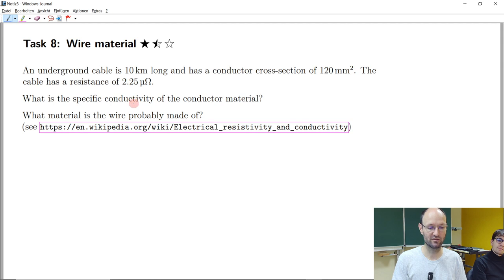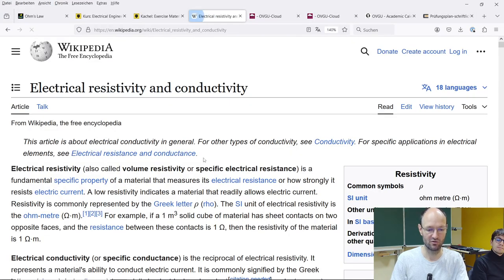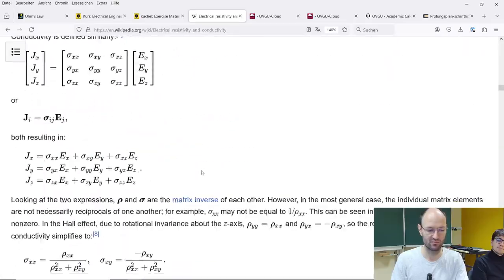And now the question is, what is the specific conductivity of the material? Or we could also calculate resistivity. And what material is the wire probably made of? And here, because this is just a screenshot, the link won't work anymore. But if I go back to the original exercise booklet and open up this link, there should be a nice table somewhere on the Wikipedia page.